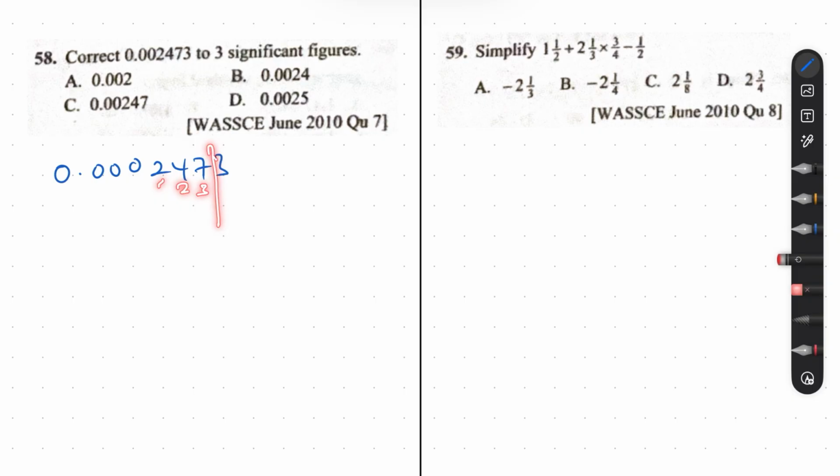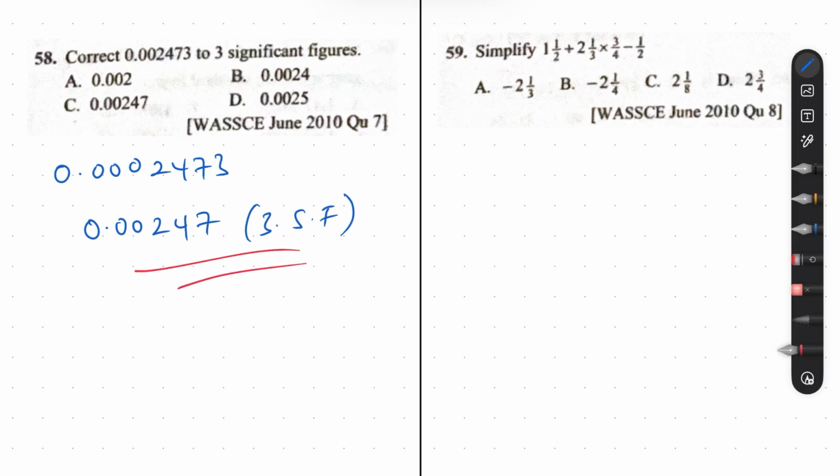Now we need to look at the number after the significant figure we are looking for. Is it more than 5? If it's more than 5, we need to round, okay? But here it's not more than 5, it is 3, so we can't round, so we stop right there, okay? So our answer will be 0.00247, 3SF, okay? So that's our answer. Let's move on to question number 59.